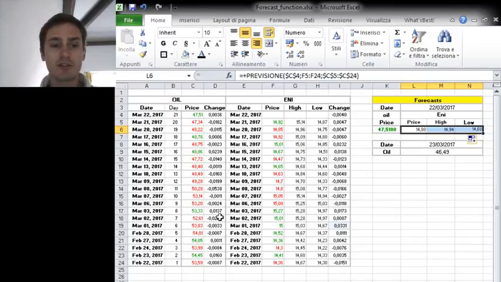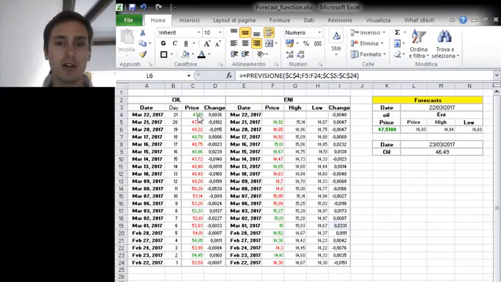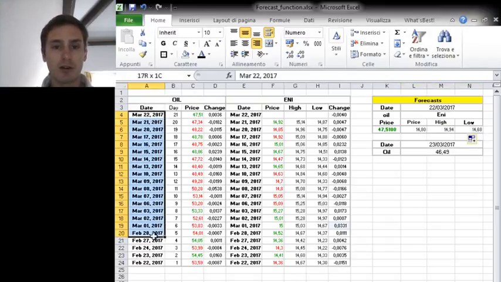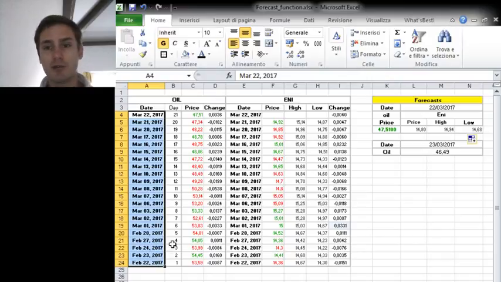Now, this function has a limitation. As most of the people could already expect, it can be used just with numerical values. Therefore, what happens if I want to calculate the predicted value of oil tomorrow? Well, with this date format, I cannot do it.